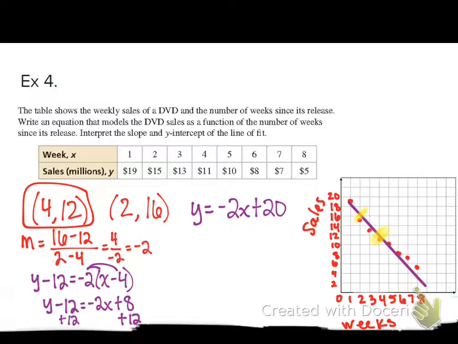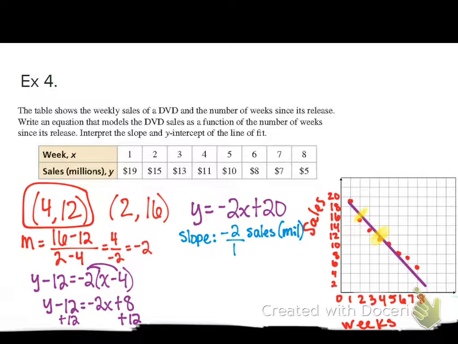Okay. The very end of that problem said interpret the slope and y-intercept of the line. So, when we interpret the slope, our slope was negative 2. We could write it as negative 2 over what? 1. Now, let's think back to when we found slope. When we found slope, which variable goes on top? The y. So this would represent our y, which in this case were sales in millions of dollars. So this is our sales in millions.